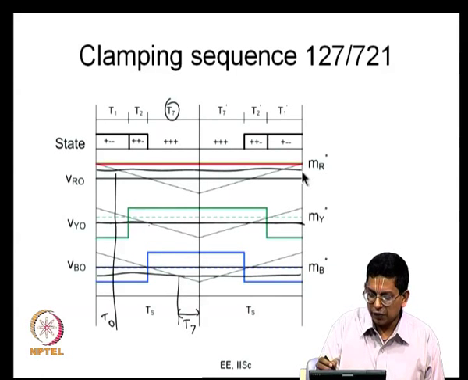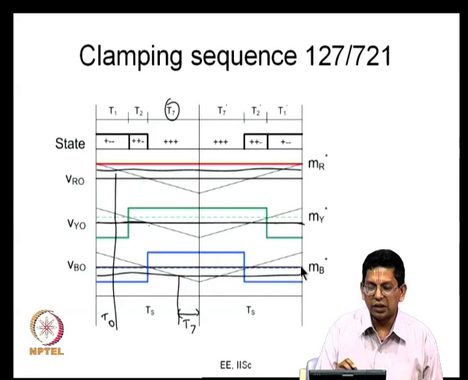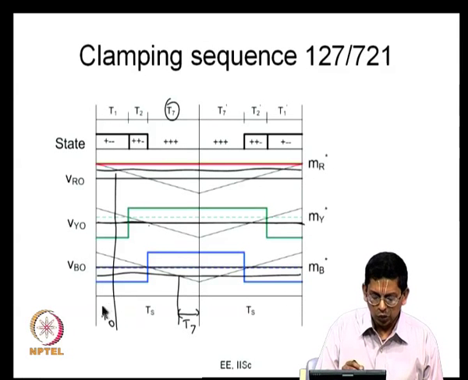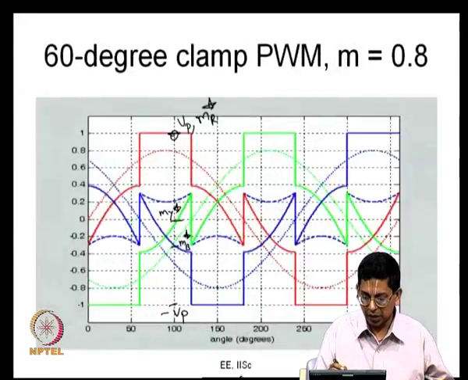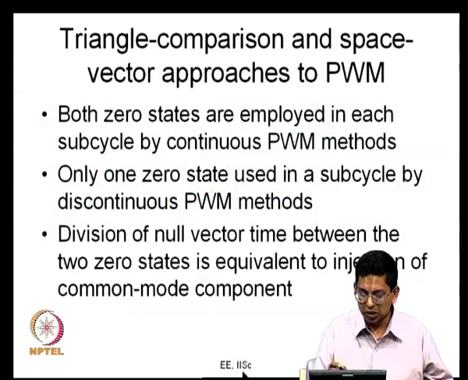On the other hand, I have shown for another example, what I have drawn here is some other value of common mode. If it is some other value of common mode, what you see is you get both 0 and 7 getting applied, but the sum of T0 plus T7 is equal to the old Tz. That is how it happens now. Therefore, that is the point that I was making. The null vector time is what is different.